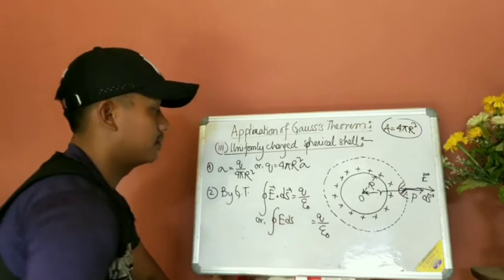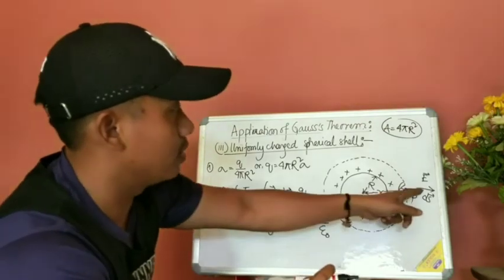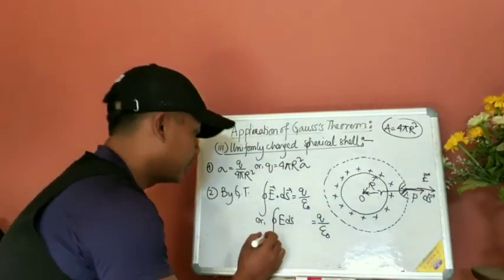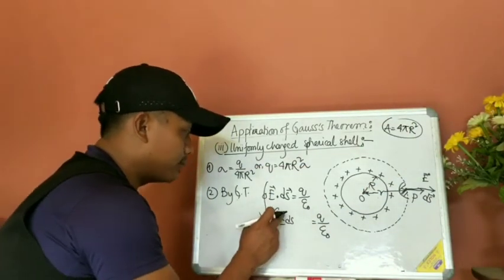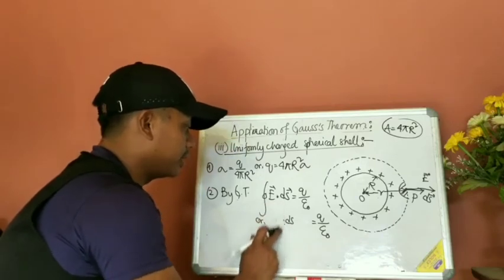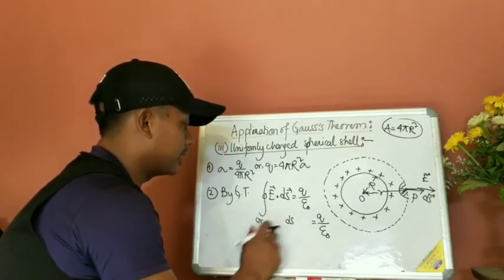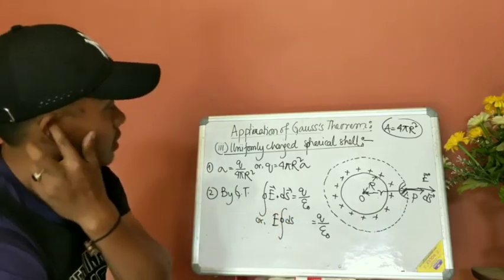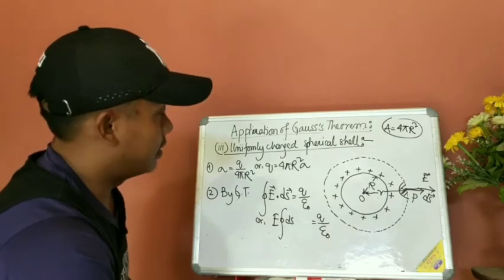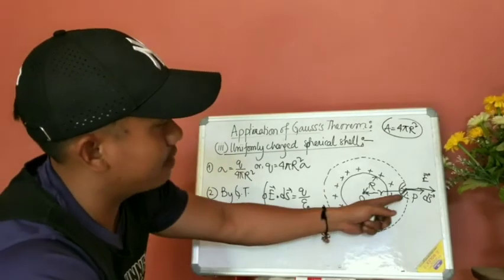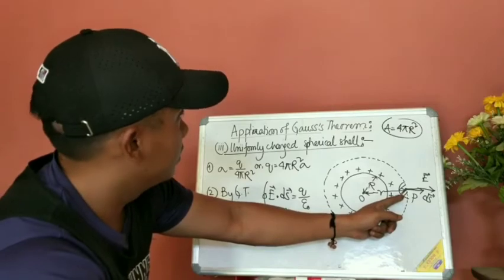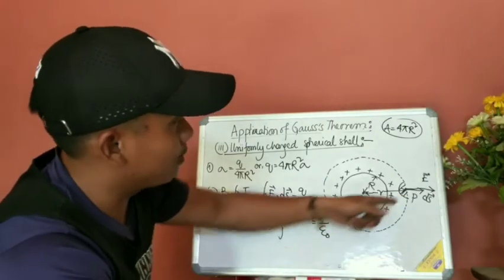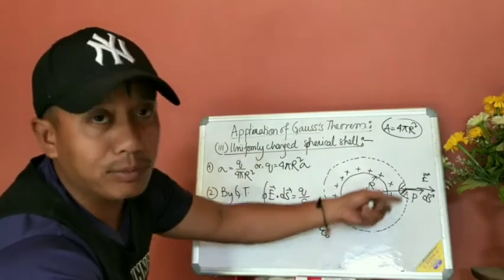Cos 0 is obviously 1, because E and ds are in the same direction. In the next step you can take E outside the integration symbol. So this will be the third step. Then what should be the integration of ds? The integral of ds is the area of the Gaussian surface.